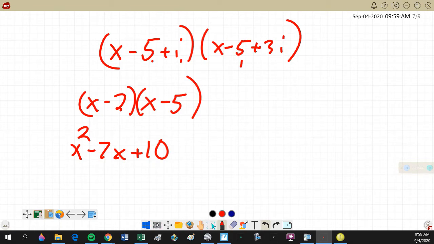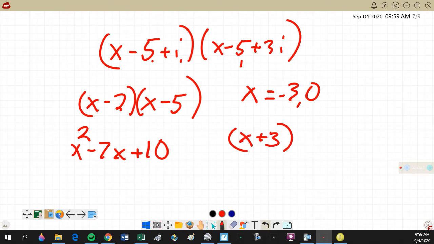Okay, what about negative 3 and 0? What are the factors? Oops. You said it right, and then I didn't write it correctly. And what's the other one? We could write x minus 0, but it's just x. So x squared plus 3x. Okay. Is that it, or was there more?